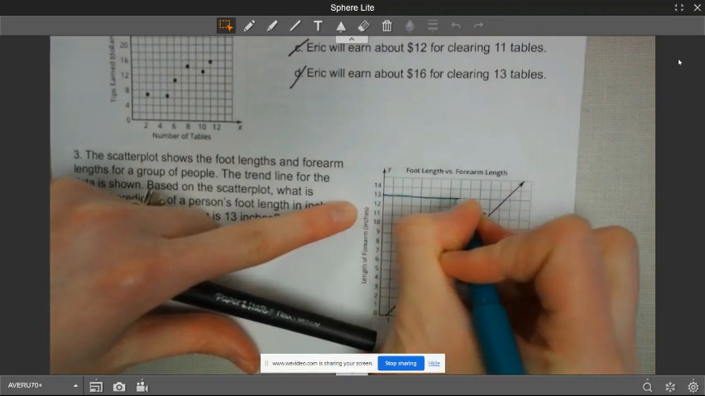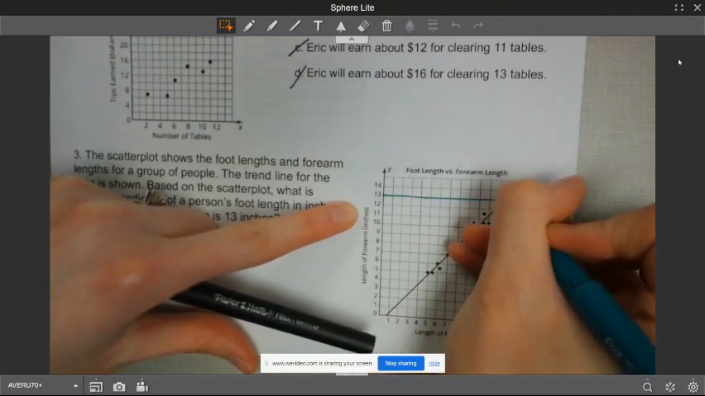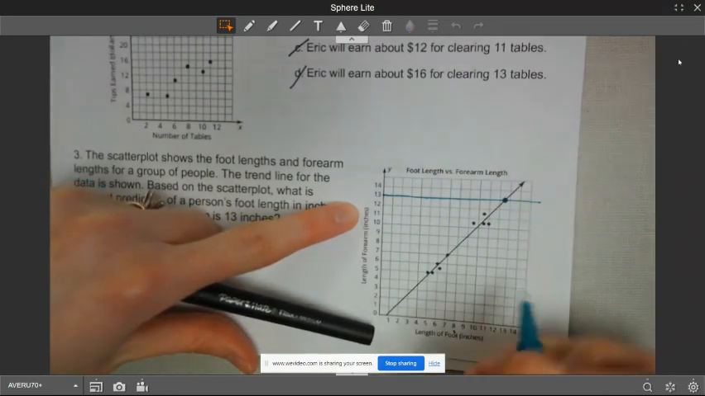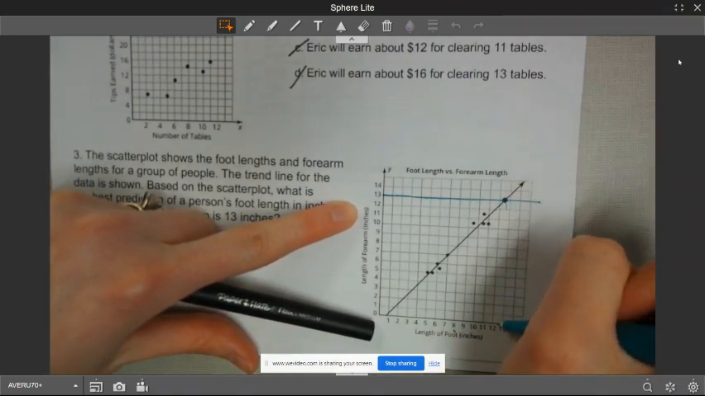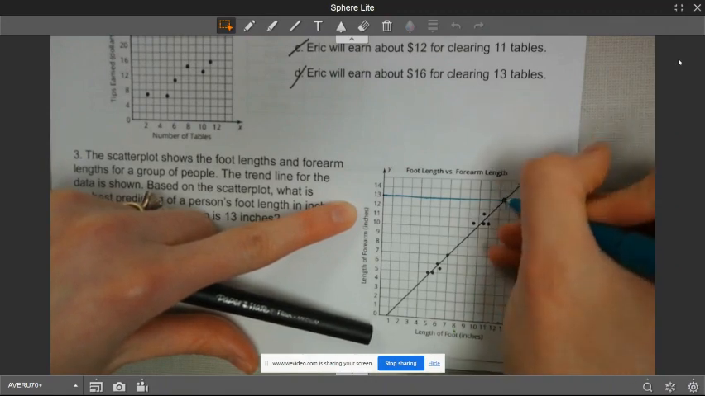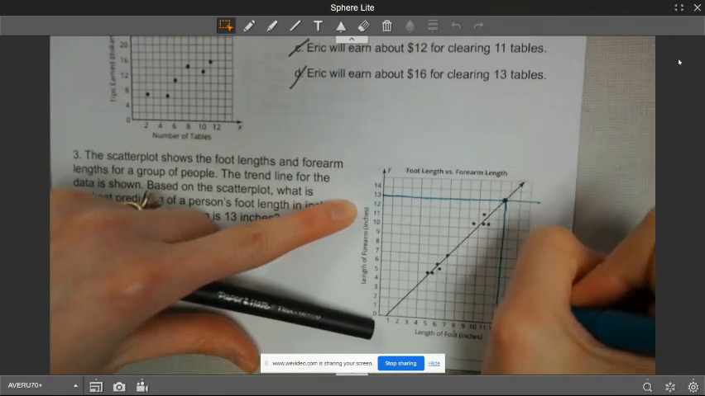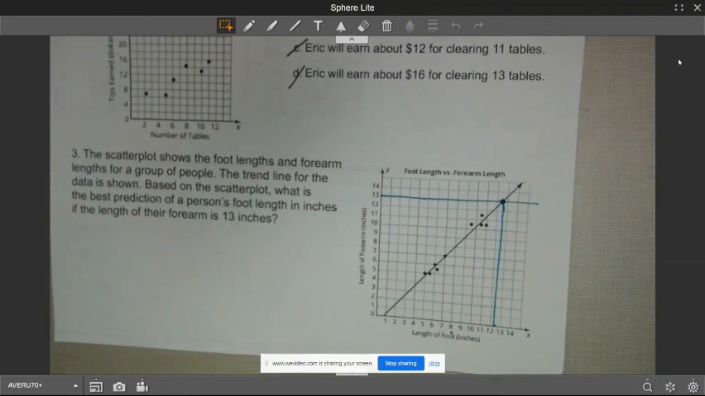Well, lucky for us, forearm 13 inches, well, forearm is Y. 13 on the Y is on the graph. So I could estimate that their foot length is probably about 12.5 because it's in between 12 and 13.